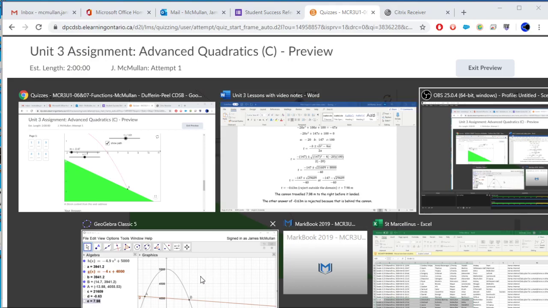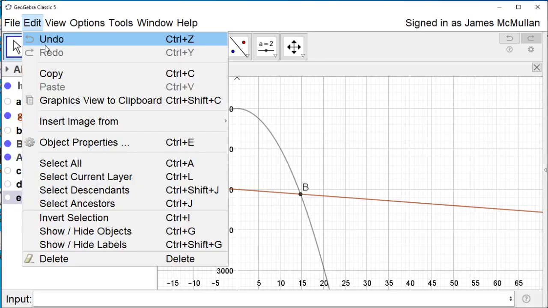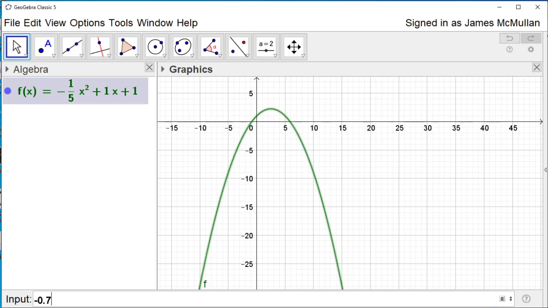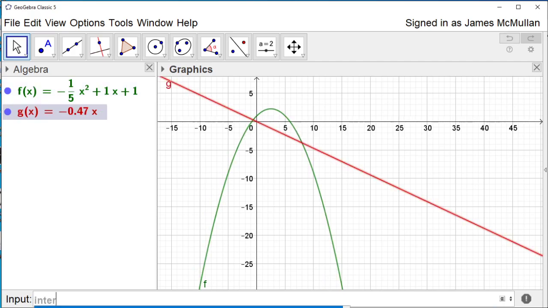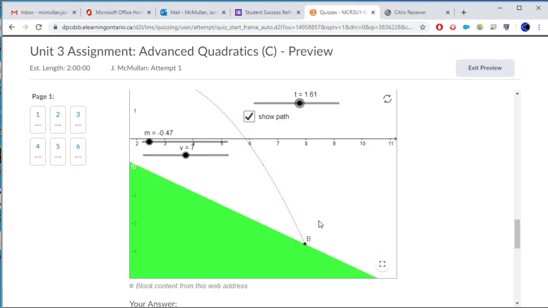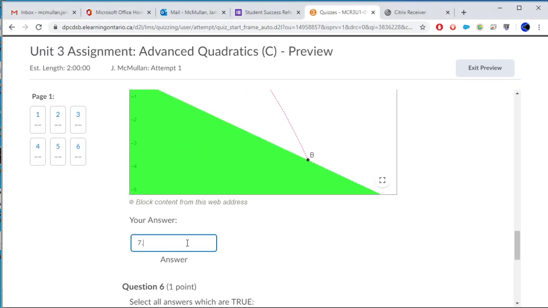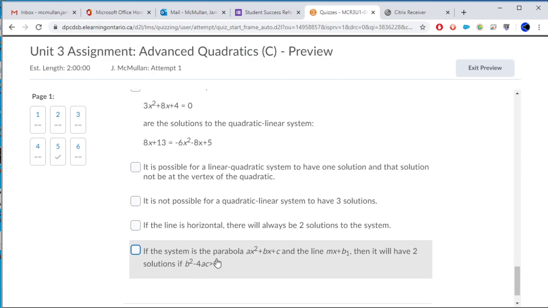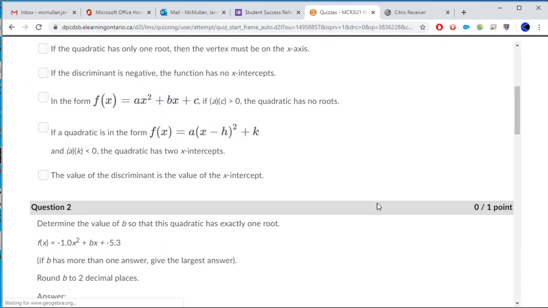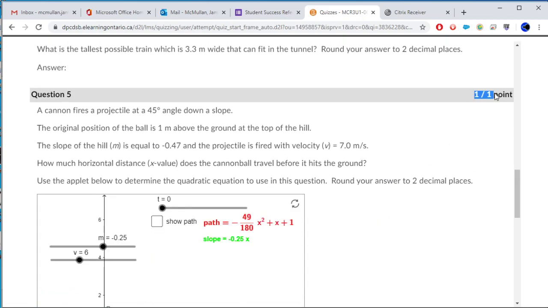Actually, well, let's just quickly check it before we do that. I guess I don't want to mess this up. So our question was -1/5x squared plus 1x plus 1, and then it was -0.47x, and we wanted to intersect f and g, and it intersects at 7.98. So pretty sure what we did here is right. So let's plug in 7.98 and see if we get the answer. Okay, so I'm going to submit this one. And we got the point, right?